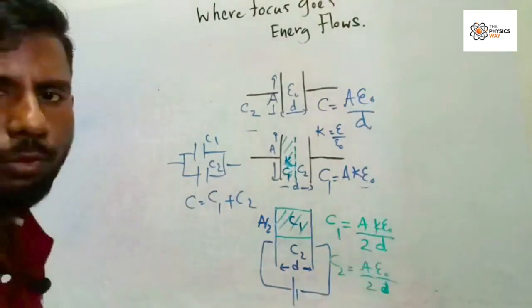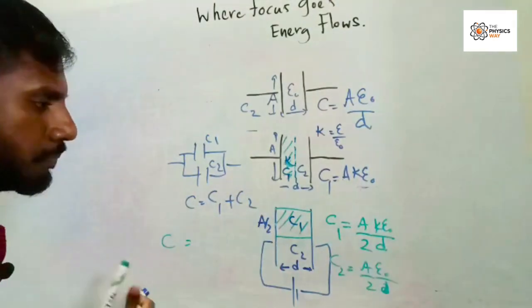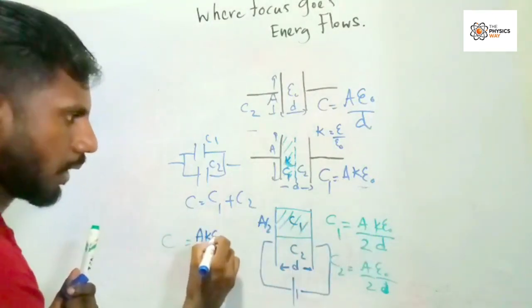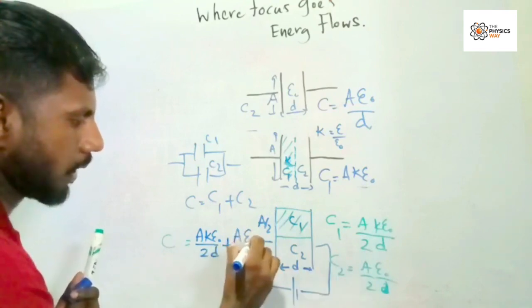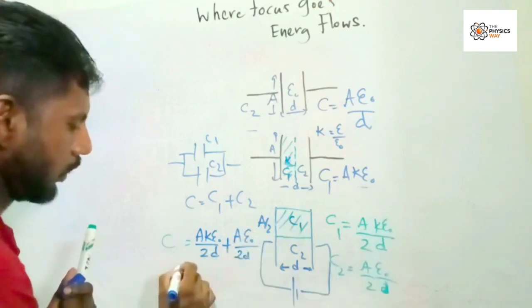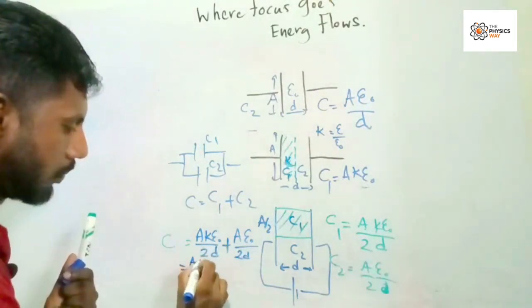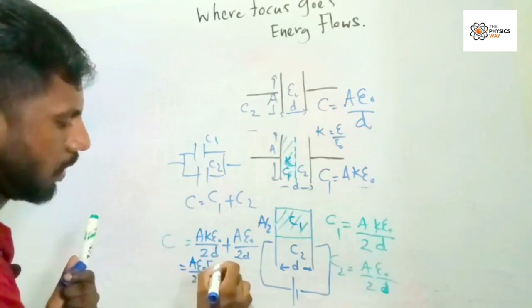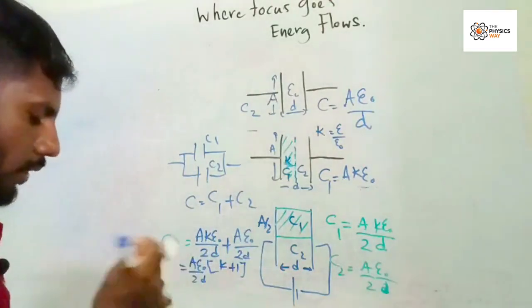Now what we have to do is directly add them. So C equals, I'll write it down, A K epsilon naught divided by 2D plus A epsilon naught divided by 2D. Let's say we can take A epsilon naught over 2D out, and in the bracket we will be getting K plus 1. The answer will be something like this, right?